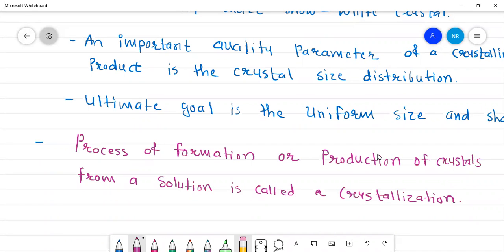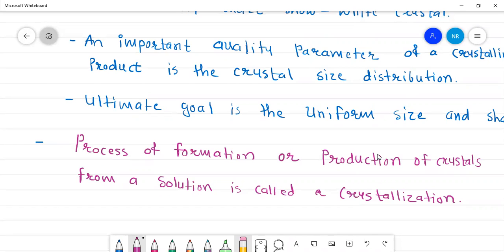How will this happen? By evaporation or cooling. One of the important steps of crystallization is to make crystals of the same size and shape. So this is the ultimate goal. Like, if we did the crystallization but made a very different size and shape of crystals, that should not be.